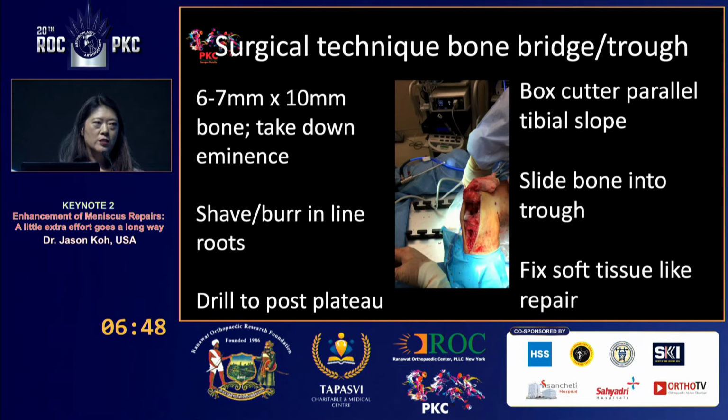Then you do your fixation standard as you would do regular meniscus repair to the capsule. The important thing with the bone trough technique or bone bridge technique is to take down that eminence. Jason had showed a little bit about doing a reverse notchplasty and taking out the eminence itself.